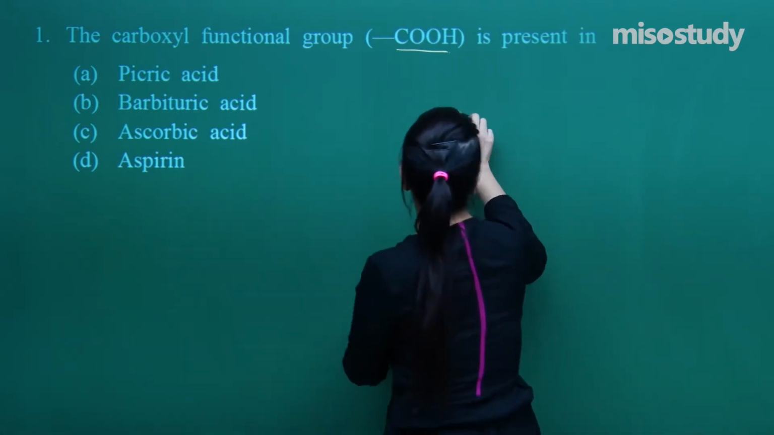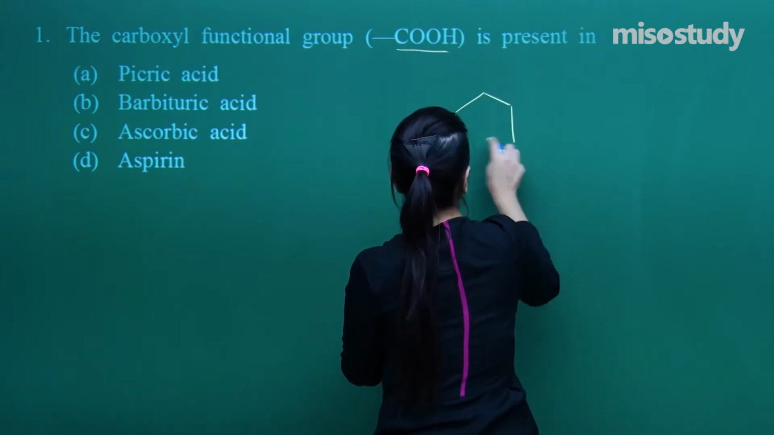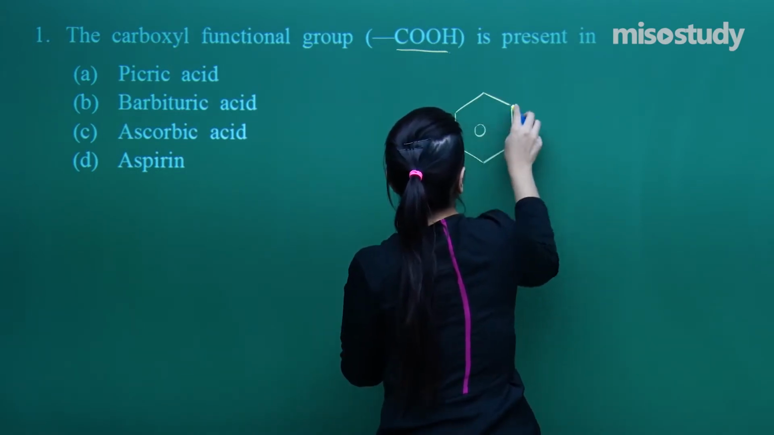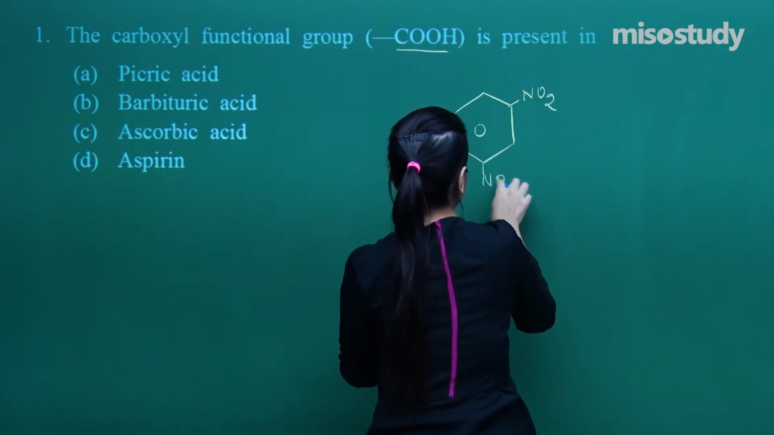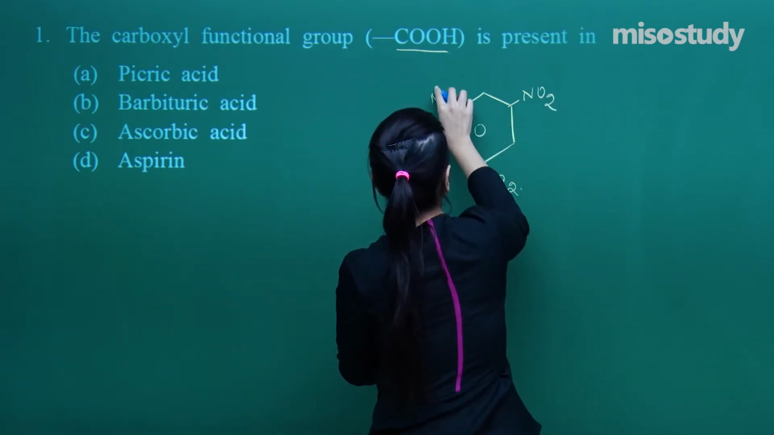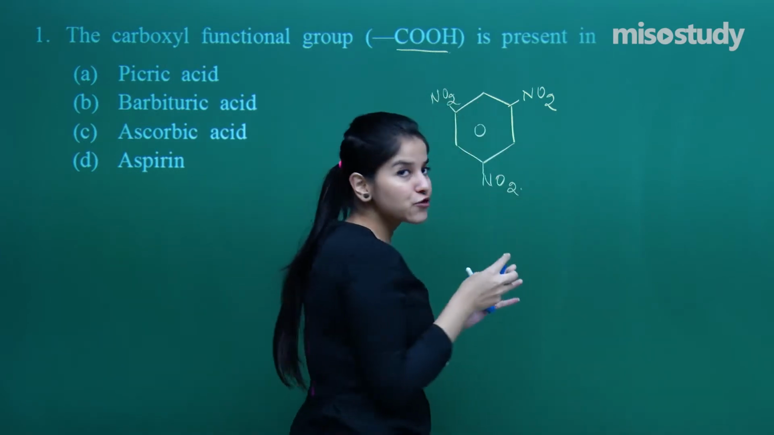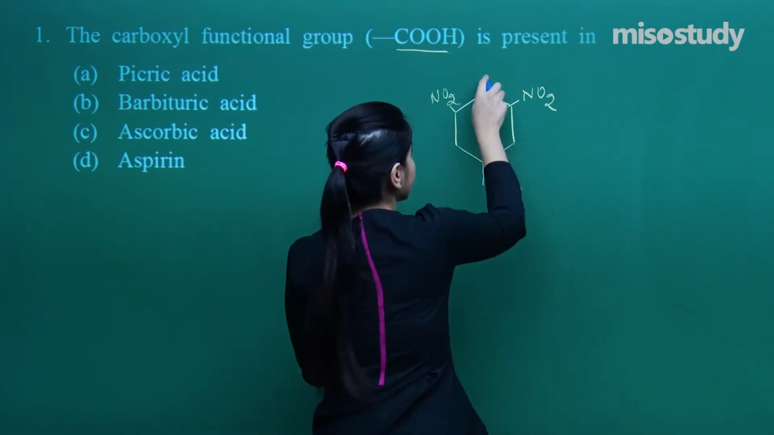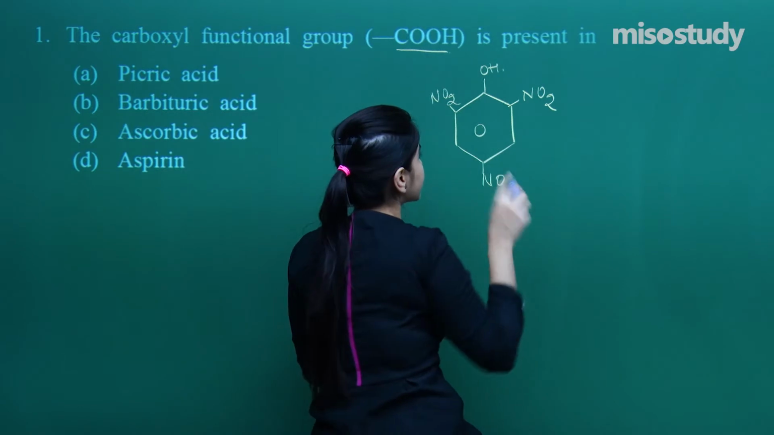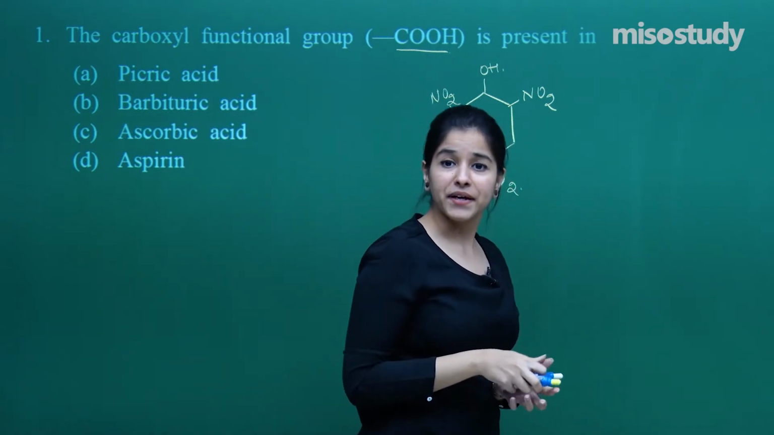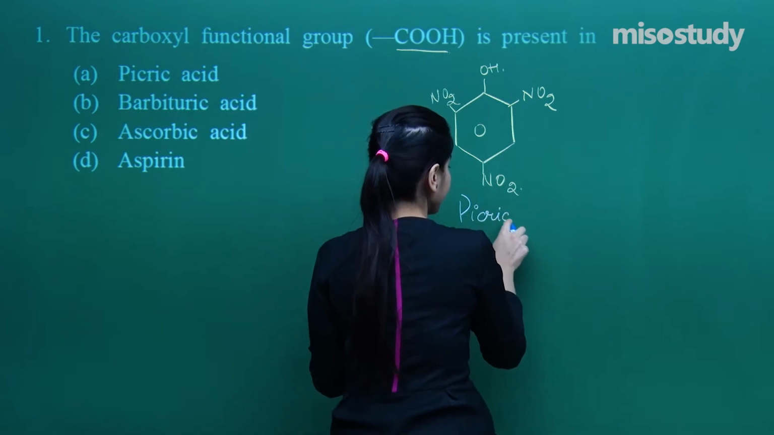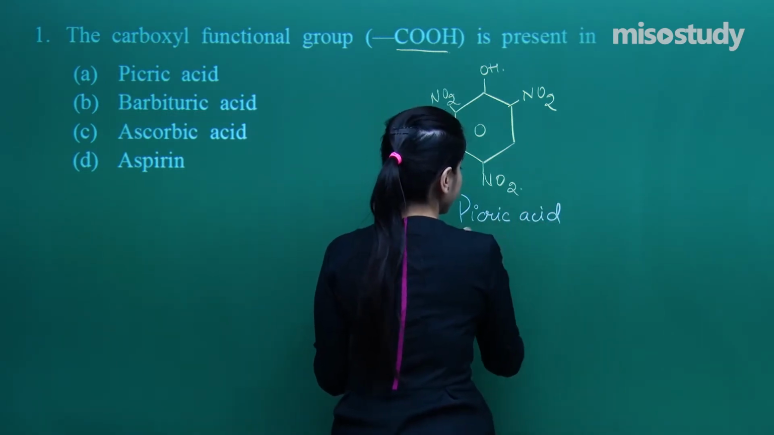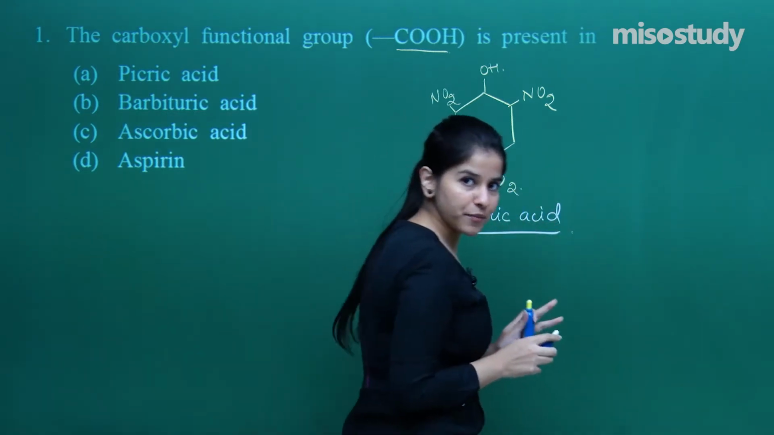So the structures are, first is the picric acid. So here you need a very good knowledge in order to crack the questions. So picric acid is what we have done in the case of phenols, and it is 2,4,6 trinitrophenol is the picric acid over here. So that is nothing but the picric acid.